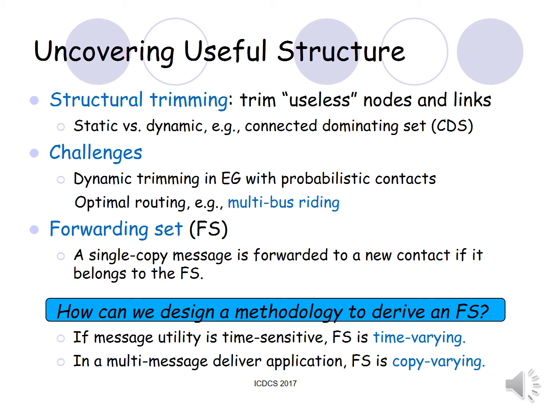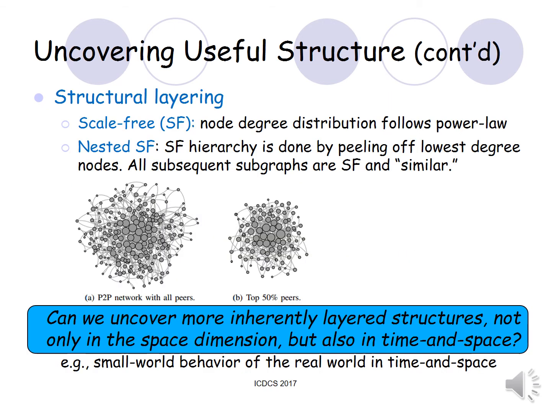It depends. If the message utility is time sensitive, then the forwarding set is time varying. If you have multiple messages to the destination, then the forwarding set is copy varying, whether this is the first copy of the message or the second copy. So there are still lots of open research issues in deciding the best way to decide the forwarding set. The second challenge relates to structure layering.